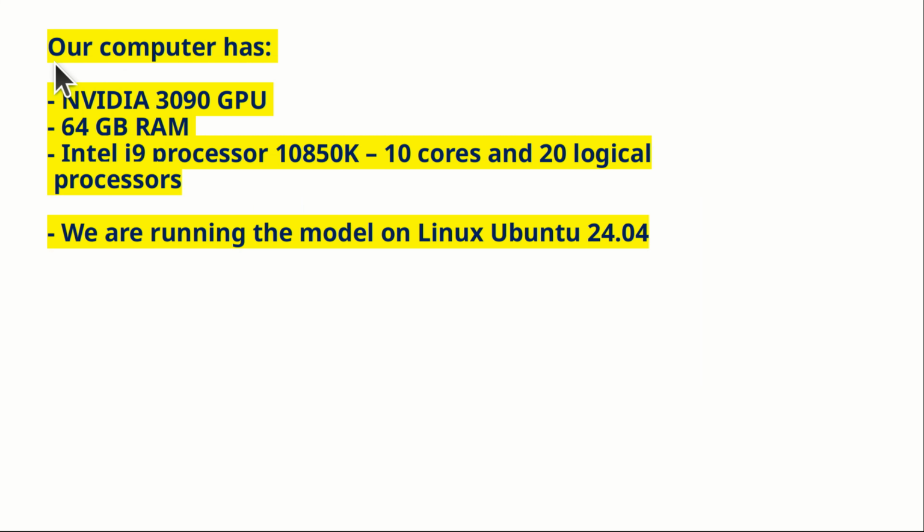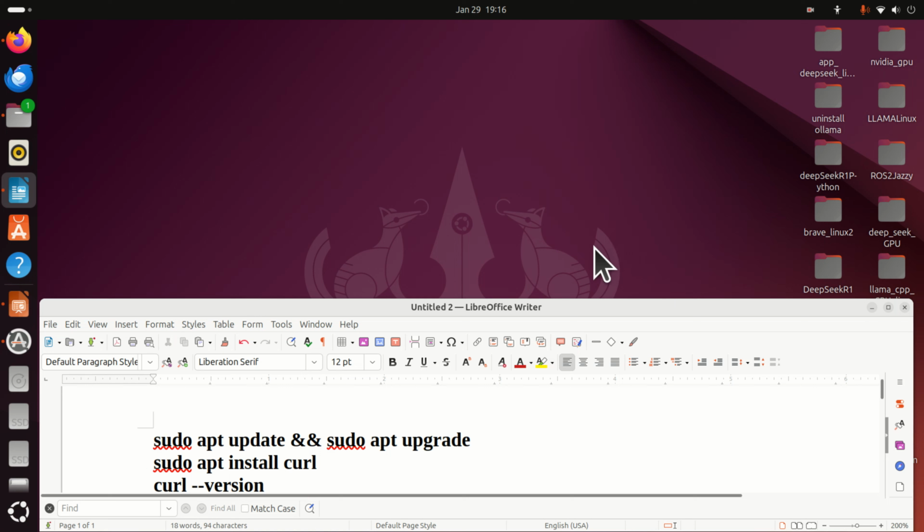And here are the computer specifications. We have an NVIDIA 3090 GPU, 64 GB of regular RAM, an Intel i9 processor, 10850K, that's the processor number, which has 10 cores and 20 logical processors, and we are running the model on Linux Ubuntu 24.04. So let's immediately start.